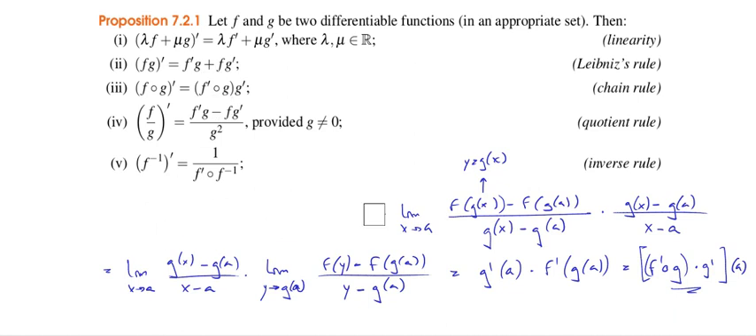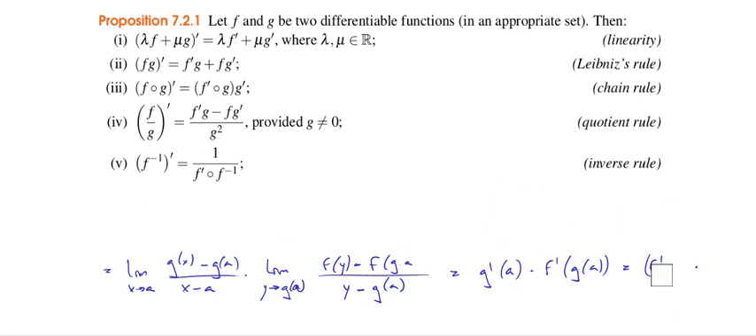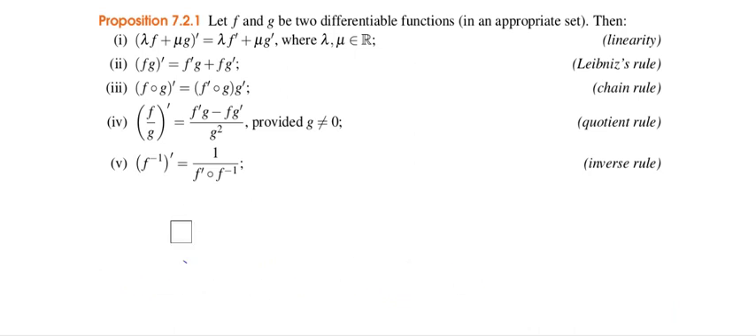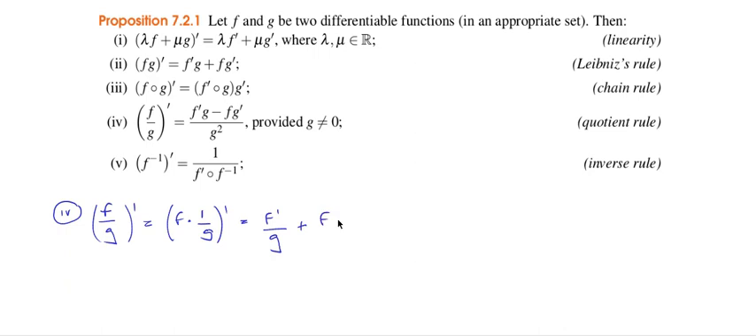Okay, let's go for the fourth, the quotient rule. The quotient rule says, so we have f divided by g, right? So we can think of this as f times 1 over g, and then apply the product rule, right? This is f prime divided by g plus f times the derivative of 1 over g, okay? But the question now is, what is the derivative of 1 over g, right?